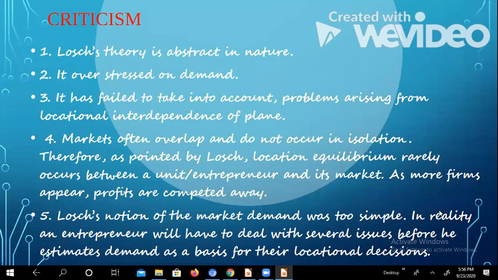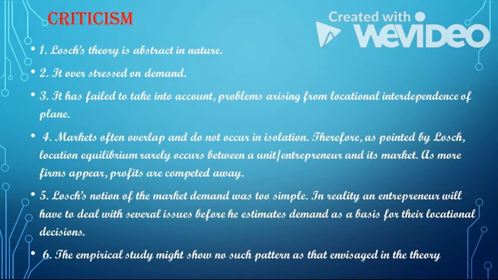Now these are the various criticisms of Losch. According to this, first of all, it is quite abstract in nature, and it is quite complicated also. And he has overstressed the demand aspect. It was more on demand and supply, demand and market, demand and price. And he has failed to take into account the various problems that arose from locational interdependence. He has only taken into consideration the positive aspects of locational interdependence. Positive aspects are there, but there is too much competition.